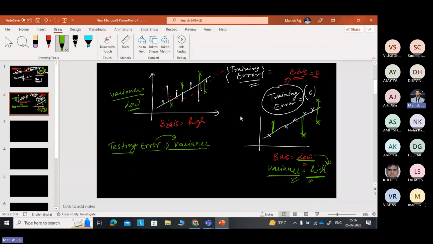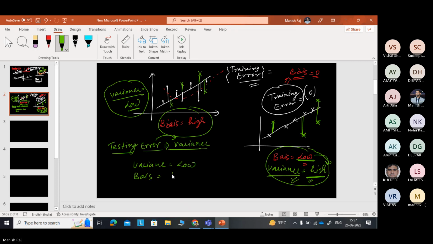So you have to find out the midway. In both of the cases we don't want this type of model. We want a model where the variance should be low and the bias should be low. I will show you this picture with some code or something. So try to understand what is happening. First I am telling you, I just want to relate one thing here.